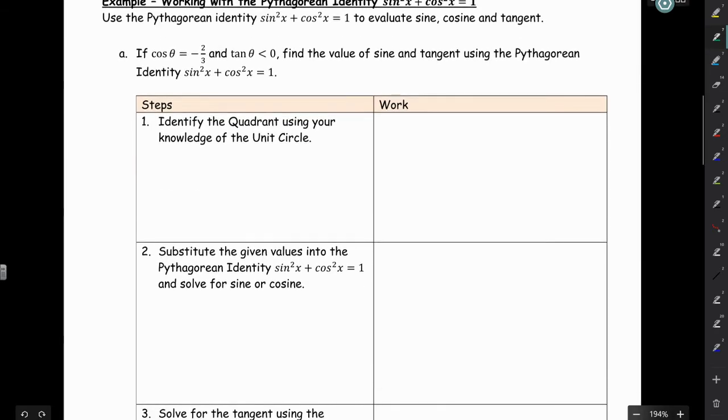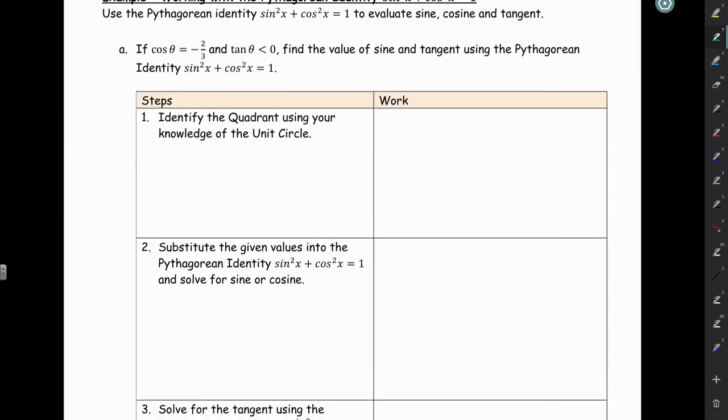So we're going to look at some examples. We're going to use the Pythagorean identity, sine squared plus cosine squared equals 1, to evaluate for sine, cosine, and tangent. We're given some information: the cosine of theta is negative 2/3, and the tangent of theta is less than 0. We have to find the sine and the tangent using the Pythagorean identity.